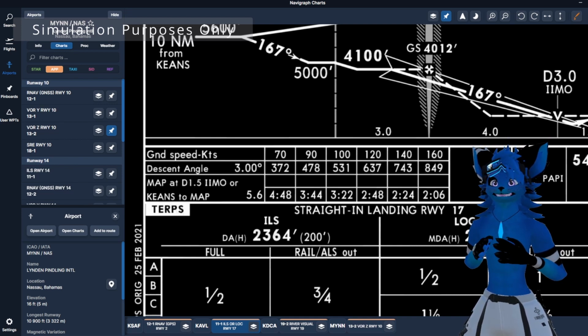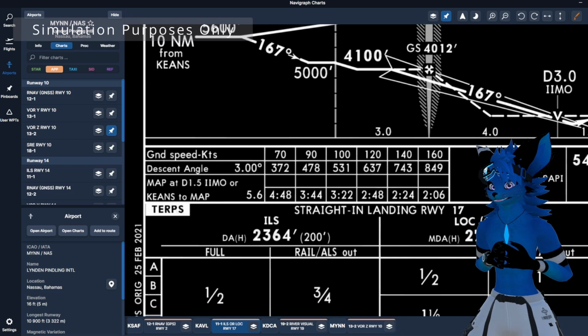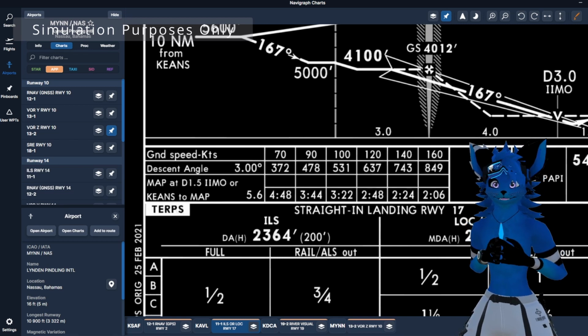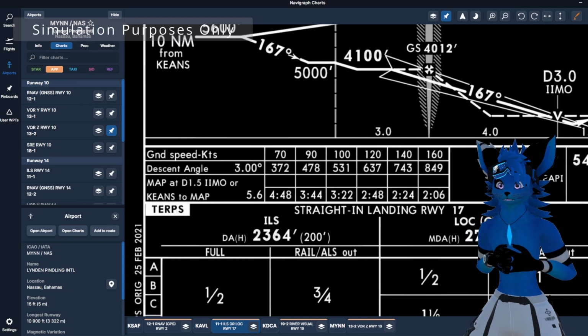So if we descend down to our minimum descent altitude, and let's say 2 minutes and 30 seconds has elapsed, we can stay at our minimum descent altitude until we get to 2 minutes and 48 seconds. At that point, if we can't land, we would then execute the missed approach.